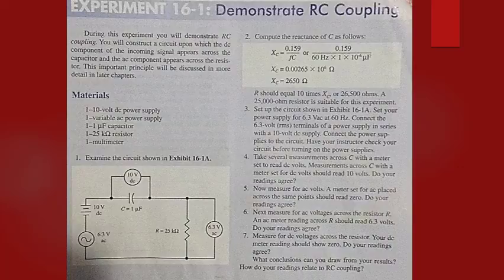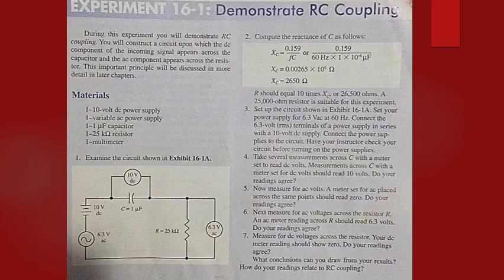The materials needed are one 10-volt DC power supply, one variable AC power supply, one microfarad capacitor, one 24 kilo ohm resistor, and a multimeter. Step 1 is to examine the circuit shown in Exhibit 16-1A.